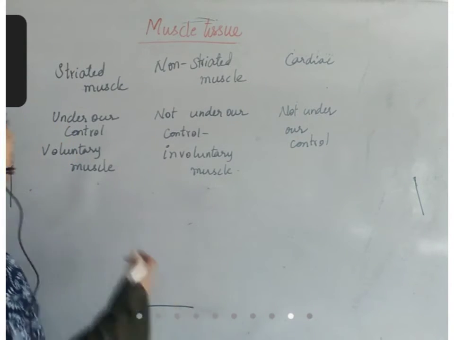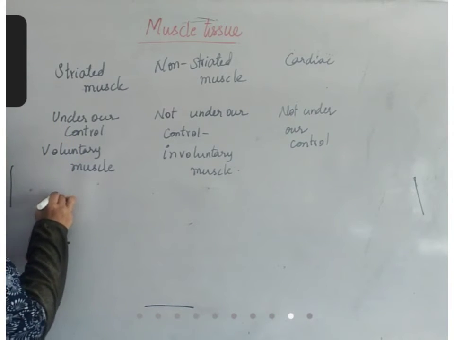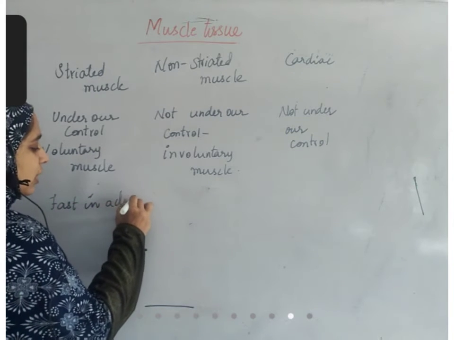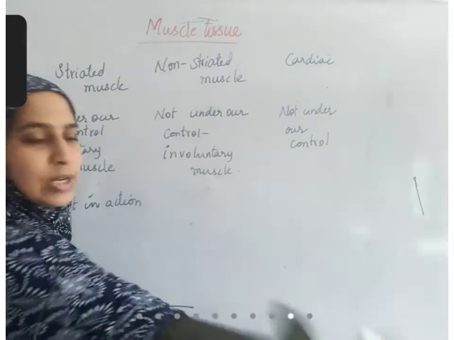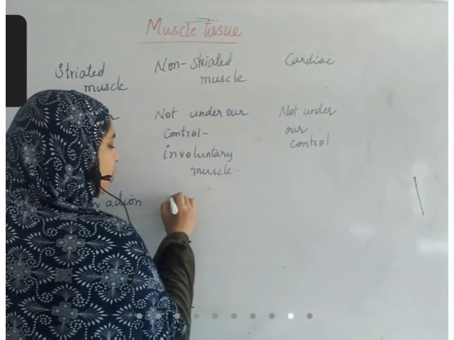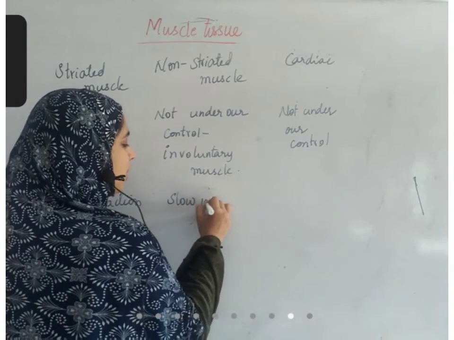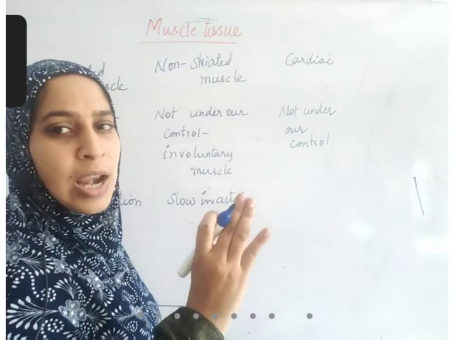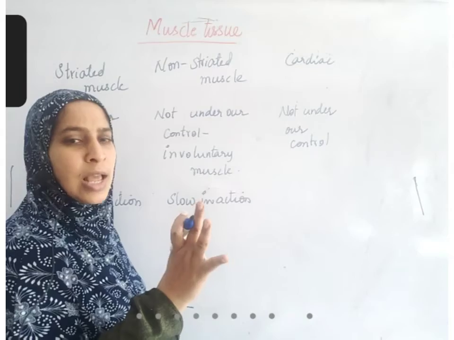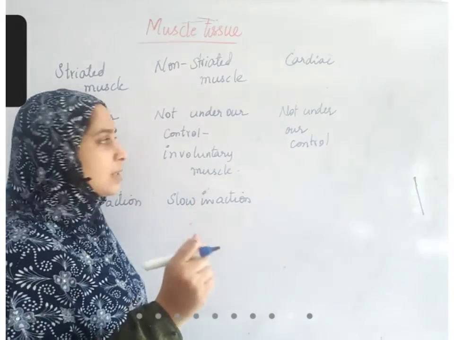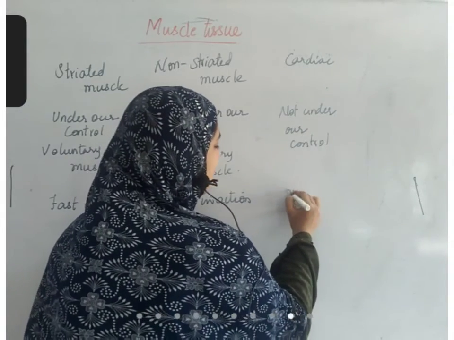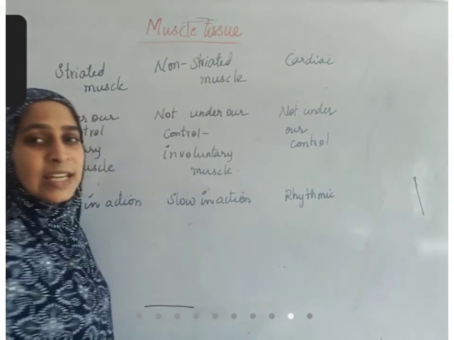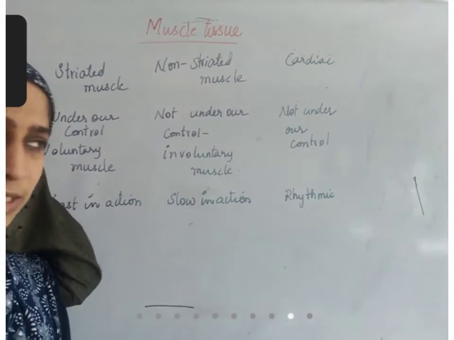For example, striated muscle is very fast in action, so it can contract and relax very fast. But non-striated muscle is very slow in action. It takes time for contraction and relaxation; it's not fast like this. Cardiac muscle is rhythmic: at one pace, it reacts. So there is a difference.